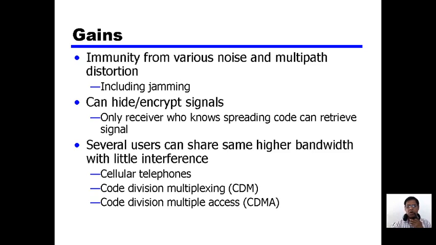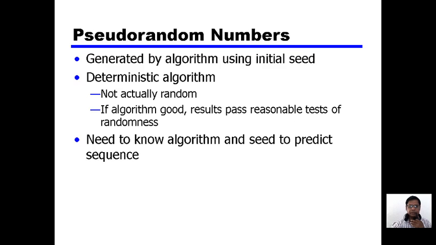We studied what interference is. Interference is nothing but what happens when more than one signal is transported, so because of some noise, some interference will happen. It is also used for cellular telephones, code division multiplexing, that is CDM, and it is also used for CDMA, that is code division multiple access.